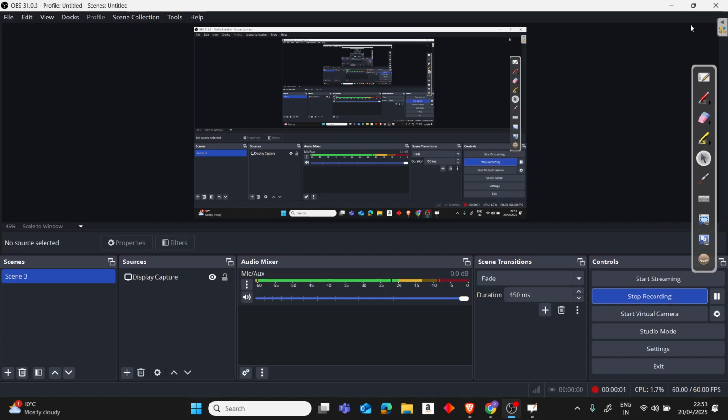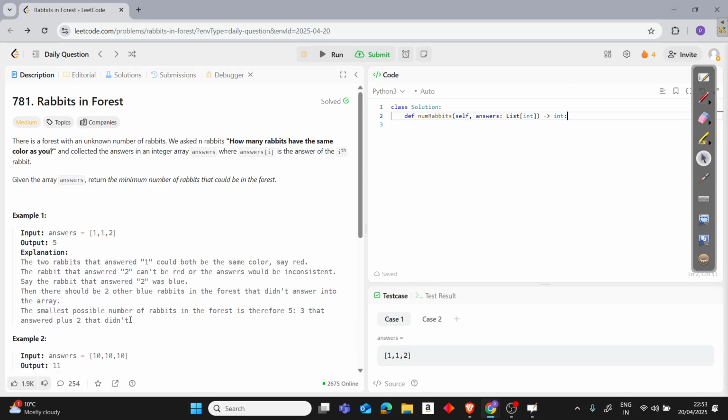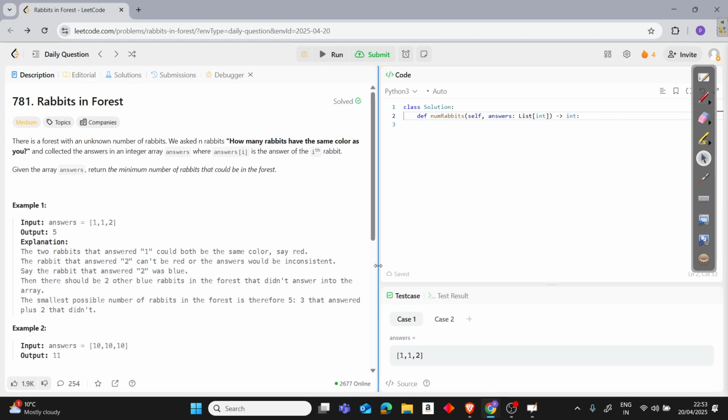Hello all. So let's start with the rabbits in the forest problem. It's a really simple problem. It might be in the easy category, but it's in the medium category. But let's focus. There is a forest with an unknown number of rabbits.